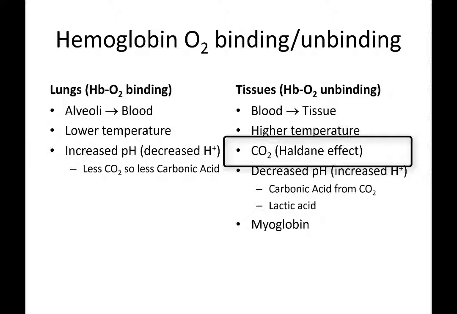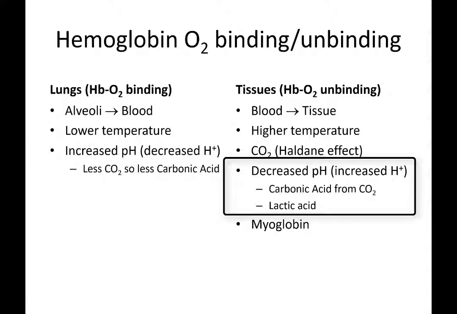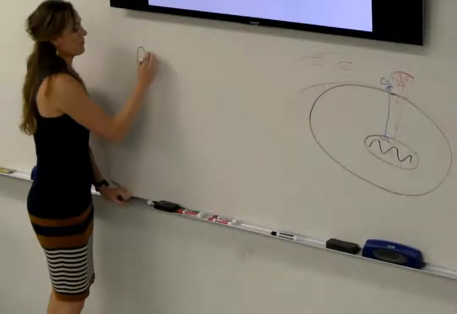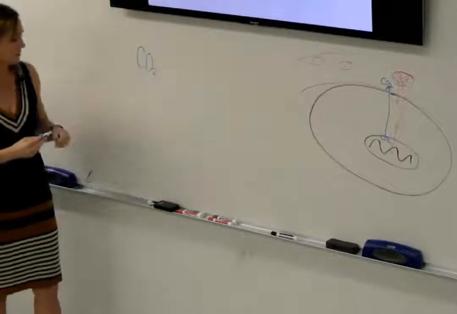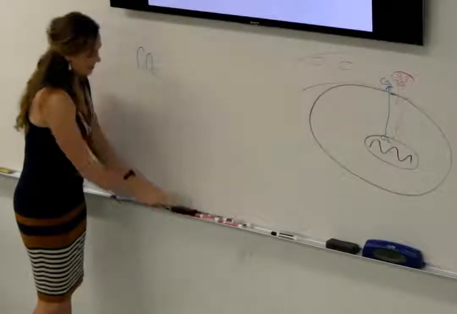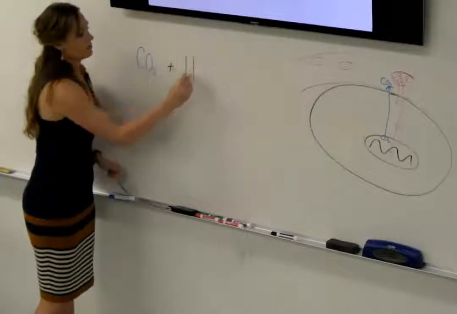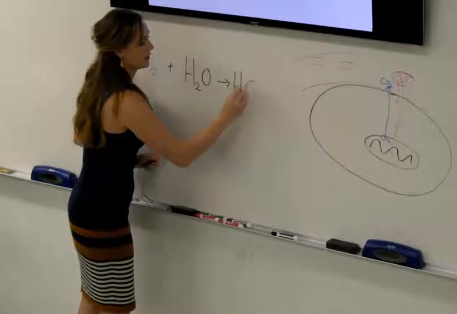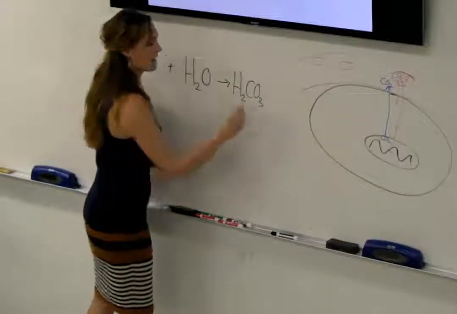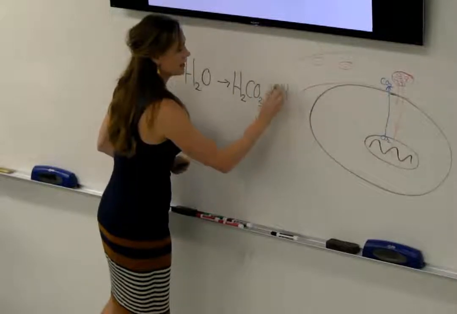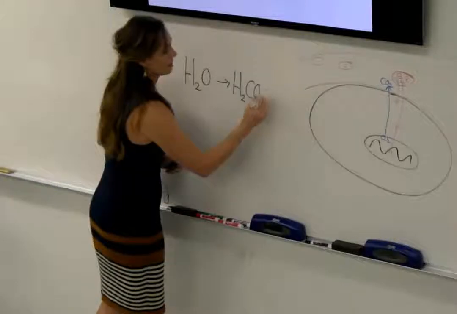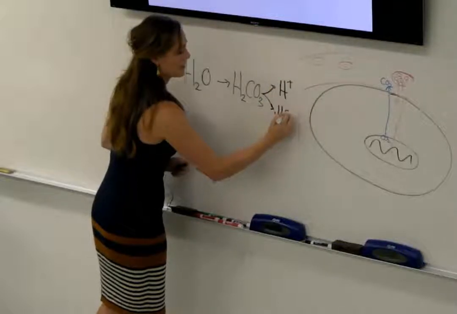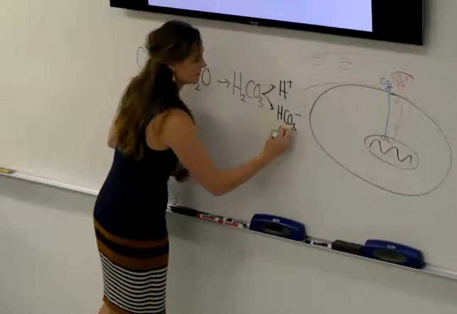The other important one is decreasing pH. The blood becomes more acidic by carbon dioxide. Now we're going to get into some chemistry. So if we have carbon dioxide that's made in the mitochondria, the Krebs cycle, in the tissues, it diffuses out of the cell and it combines with water in the plasma. It then becomes carbonic acid. Carbonic acid is an acid because it disassociates. So it's going to disassociate to H plus and HCO3 minus. This is known as bicarbonate.